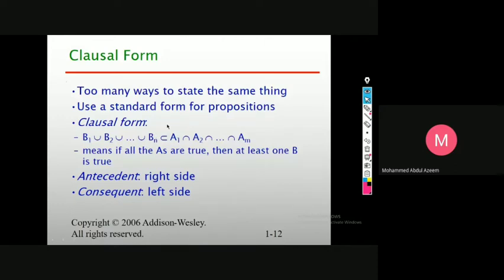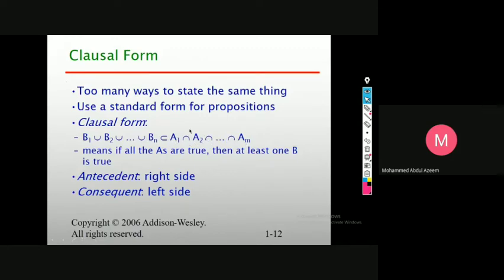Too many ways to state the same thing. When you can combine all of them together in a single statement, right? The causal forms can generally consist of two parts: antecedent and consequent, right? You will have antecedent on the right side, consequent on the left side. Okay. If you have one causal form like this, B1 union B2 union so on up to Bn, right? And then you have an implied symbol, A1 intersection A2 intersection so on up to Am.